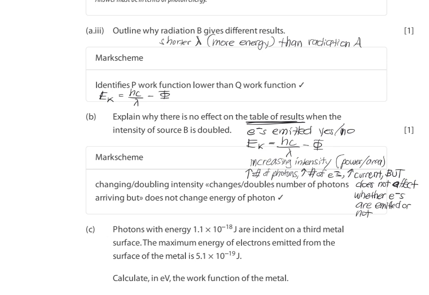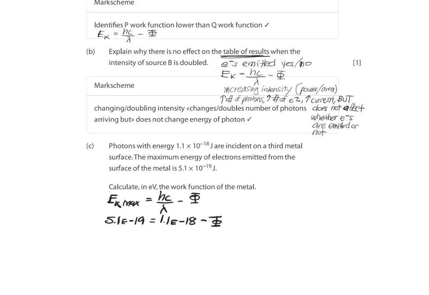So that is B. Then we have C. C is pretty basic. It says that the photon energy gives the KE max of the electrons and what's the work function. So KE max, we slip that in. The hc over lambda, which is the energy of the photons, we slip that in. The 1.1 times 10 to the negative 8, and the difference between them is the work function.